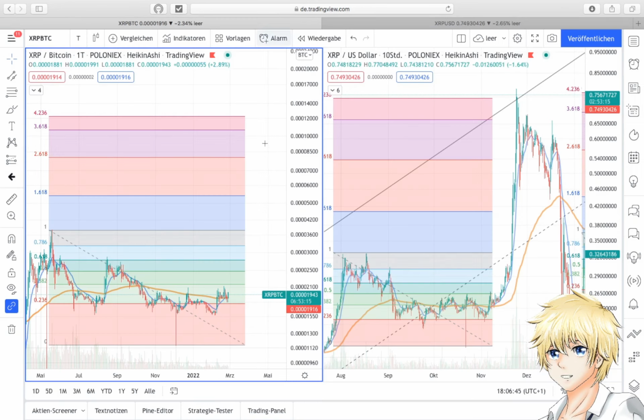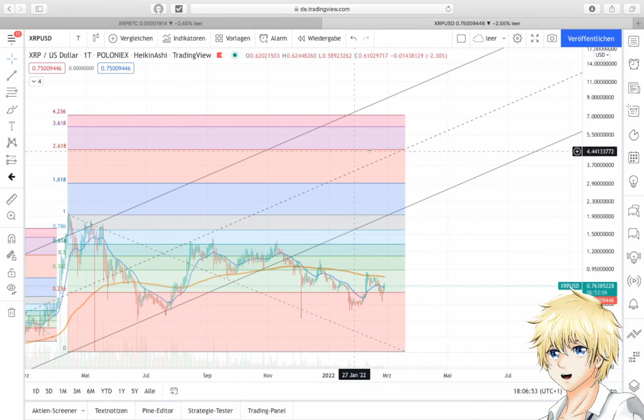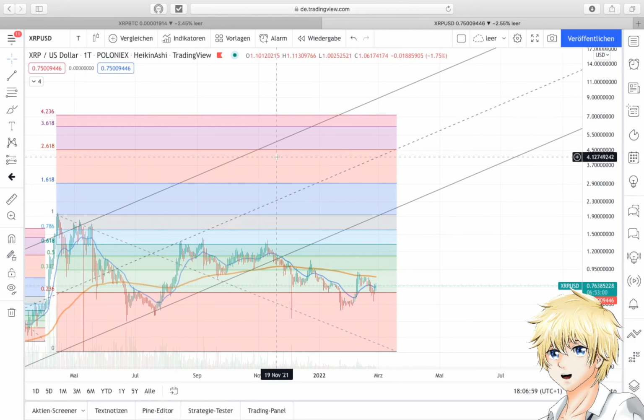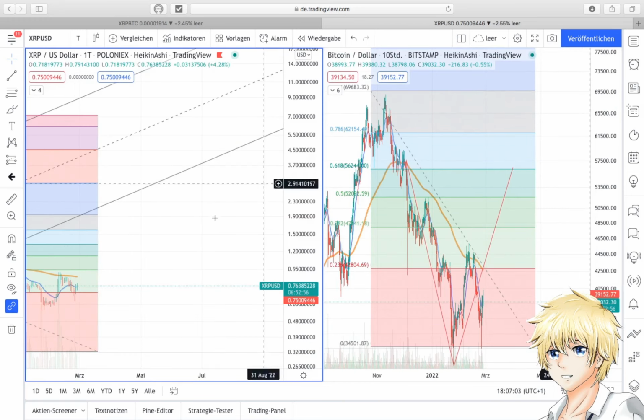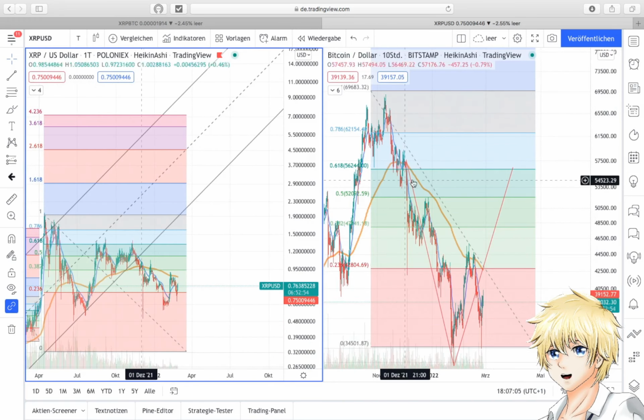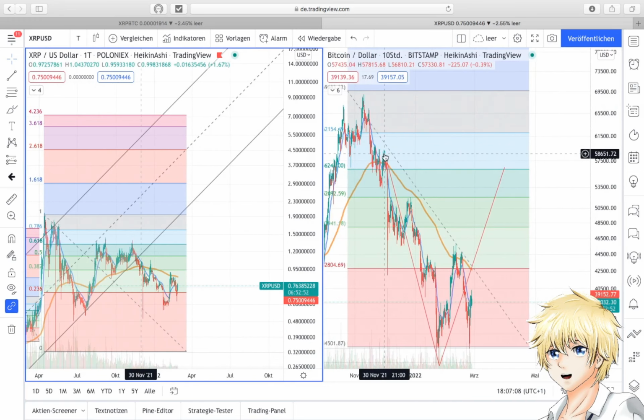So here at the BTC chart, I came up with a target of 0.0001 BTC. At the dollar chart, I come up with a target of around $7. So now let's see if we can somehow align these targets and make sense of them. To do this, I pull out again the Bitcoin chart.